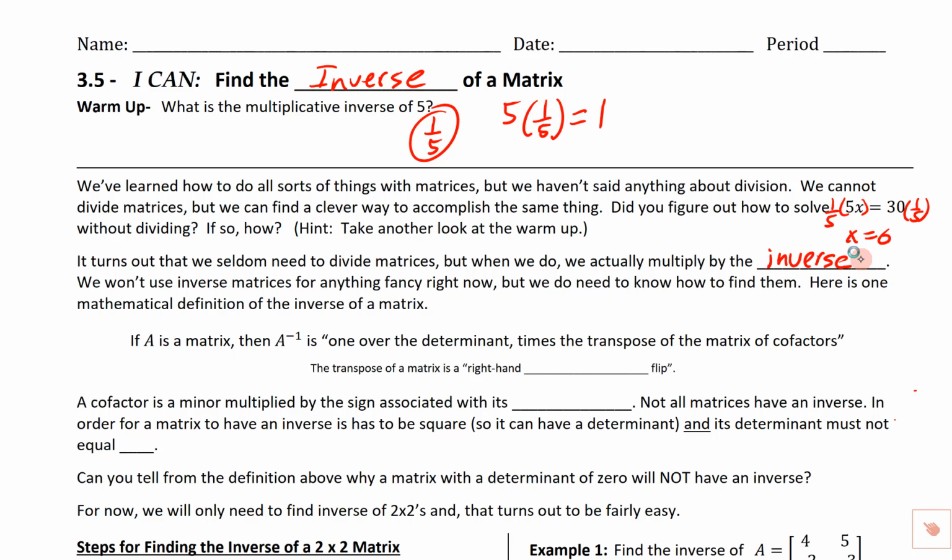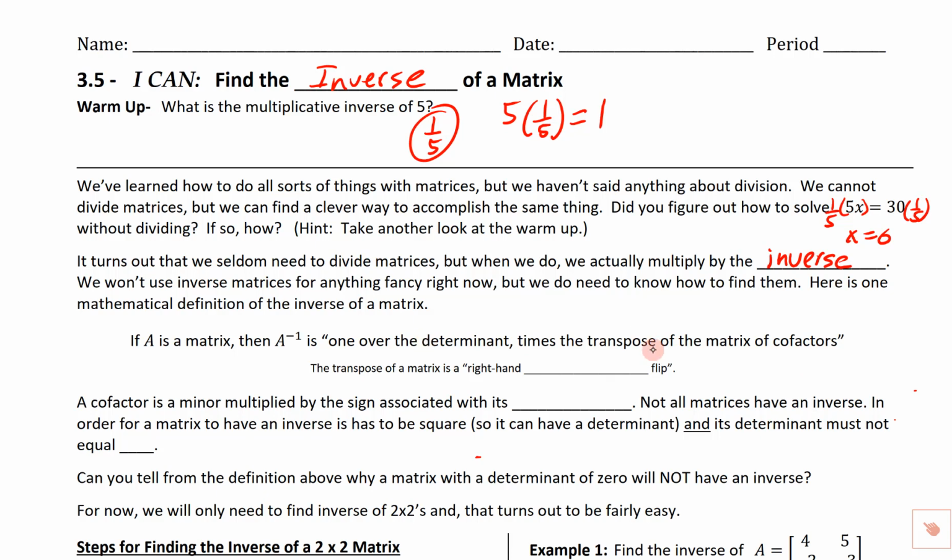Here's one mathematical definition that works for 2x2s, 3x3s, and so forth. So if A is a matrix, then A inverse, and this exponent, what looks like an exponent, is not really an exponent. When mathematicians use that over a matrix, they're talking about an inverse. We'll see some things like that in the future also. So if A is a matrix, then A inverse is 1 over the determinant times the transpose of the matrix of cofactors.